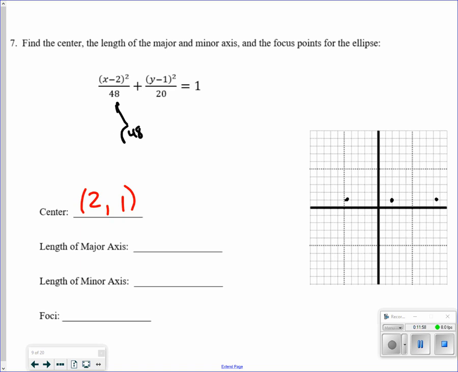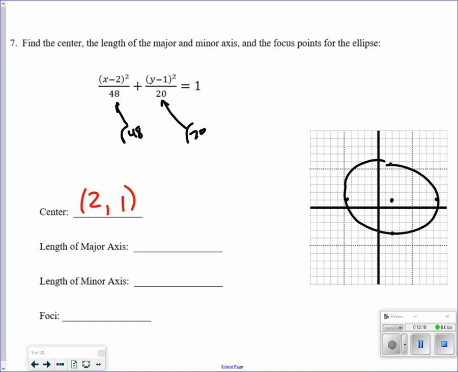We'll talk more about that when we get to our major and minor axes. Up and down is the square root of 20, which is approximately a little over 4. All right. And then I create the elliptical shape.